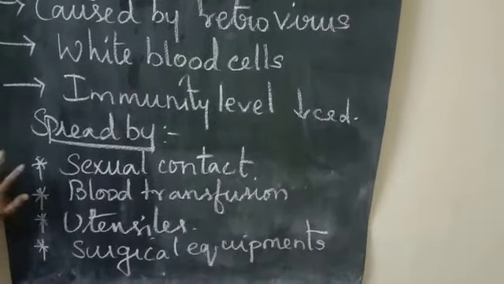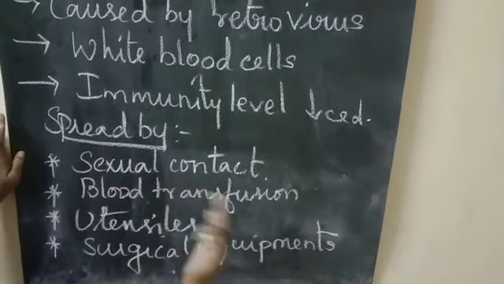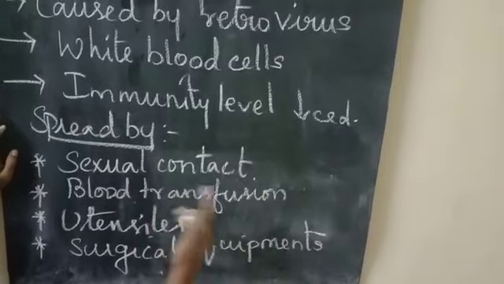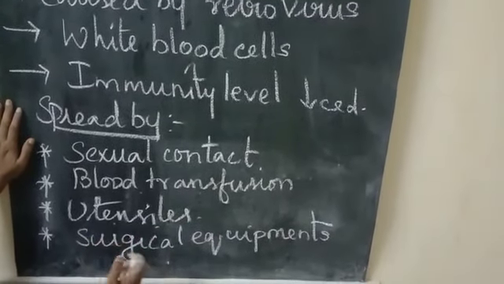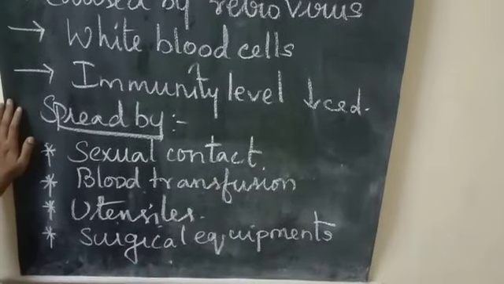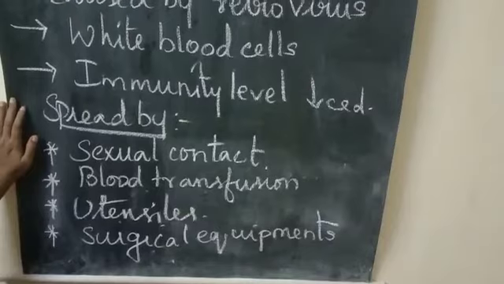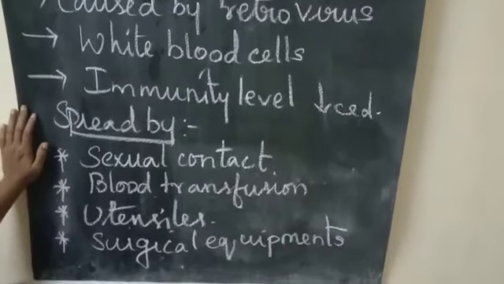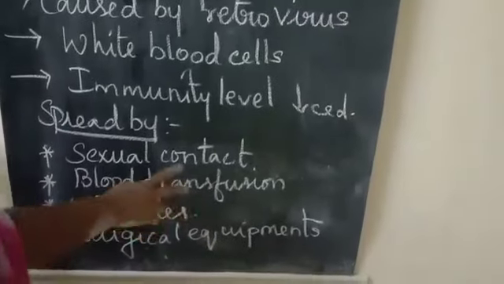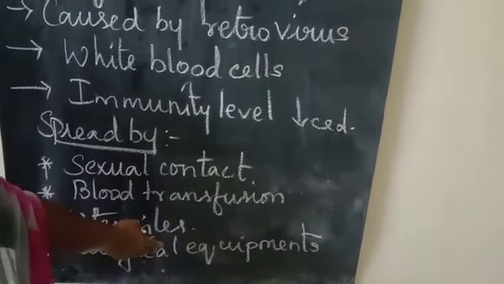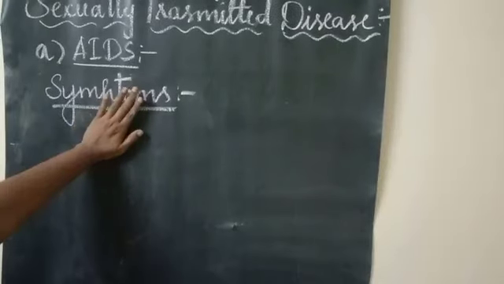Can you understand? Sexual contact, blood transfusion: from an infected person to a healthy person, the blood is transferred and the healthy person will be affected. Utensils: we should not exchange the utensils, so we should be very careful. Surgical equipments like a blade or any syringe should not be reused. Once it is used, it should be thrown away. If not, it may start affecting the person. Clear?